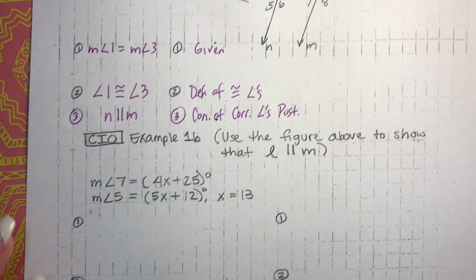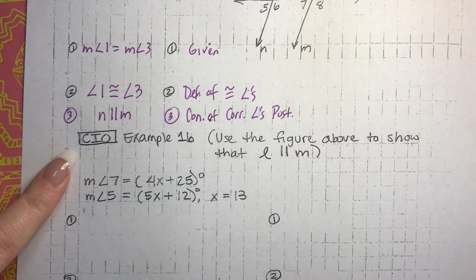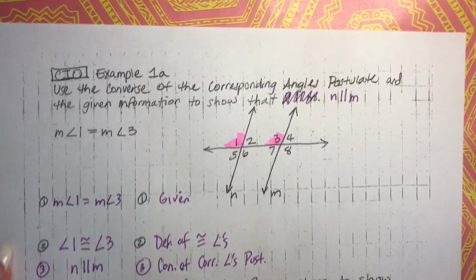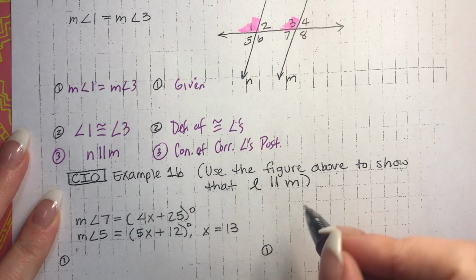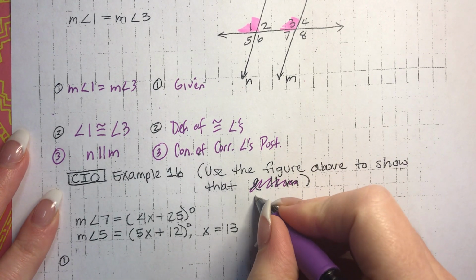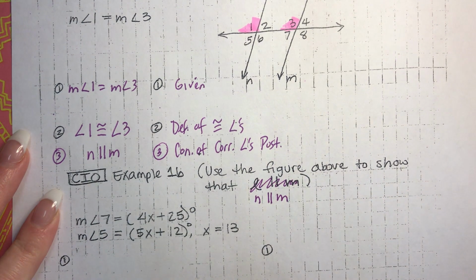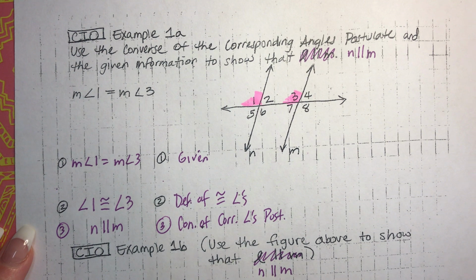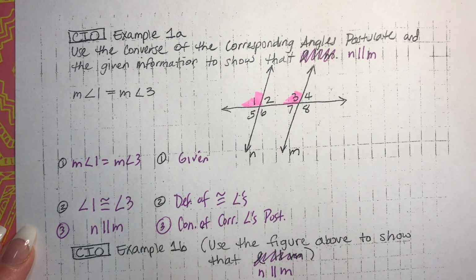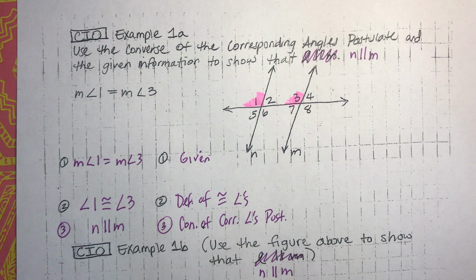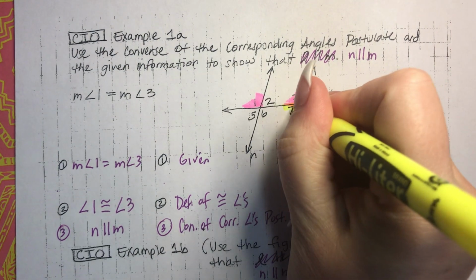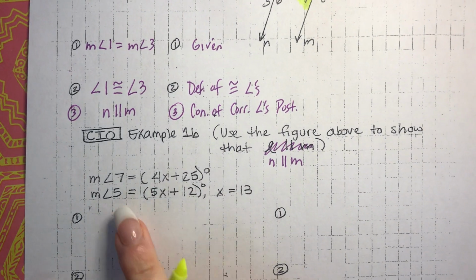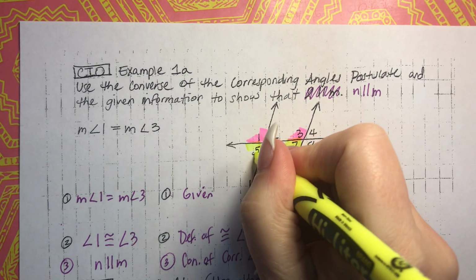All right, so we're going to go on to check it out example 1b, and this says use the figure above to show that L is parallel to M. Okay, so there is an error. This is actually N is parallel to M, so I'm just going to erase this and write N is parallel to M. And now we're talking about the measure of angle. So we're going to use this figure. We're looking at the measure of angle 7, which is this one right here, and the measure of angle 5, which is this one right here.